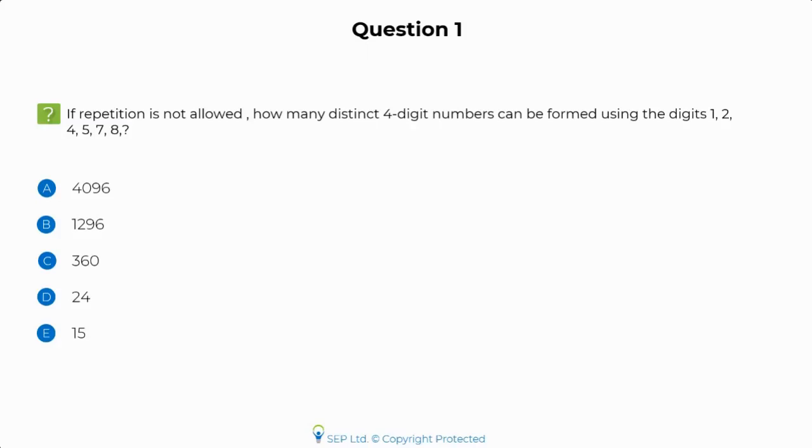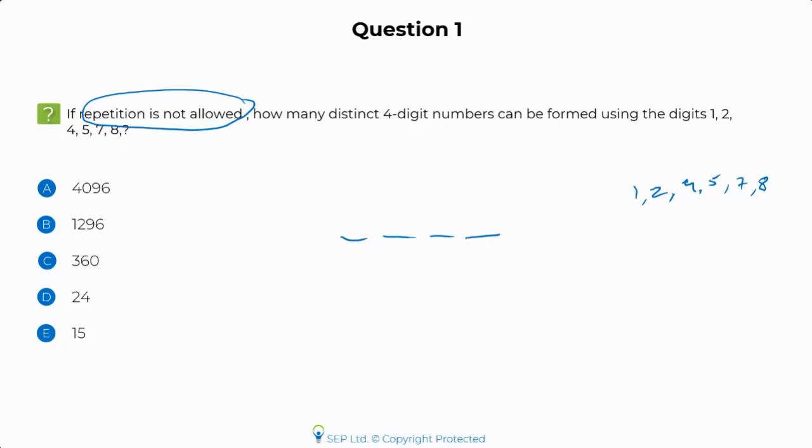So filling spaces method, we need to create a 4-digit number. So let's make 4 digits, 4 spaces, 1, 2, 3, 4. And how many numbers do we have? 1, 2, 4, 5, 7, and 8. So we have 6 options, and it very clearly says that repetition is not allowed. Okay, so if repetition is not allowed, in that case, we can use a number only once.